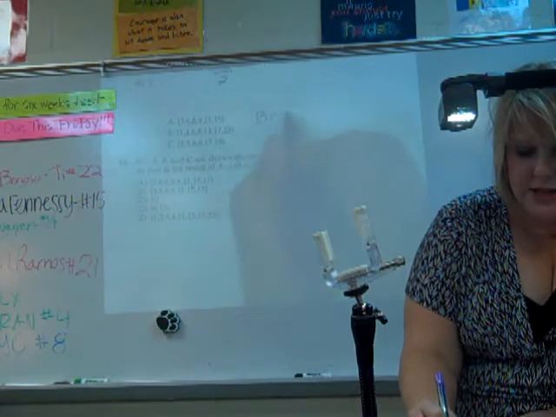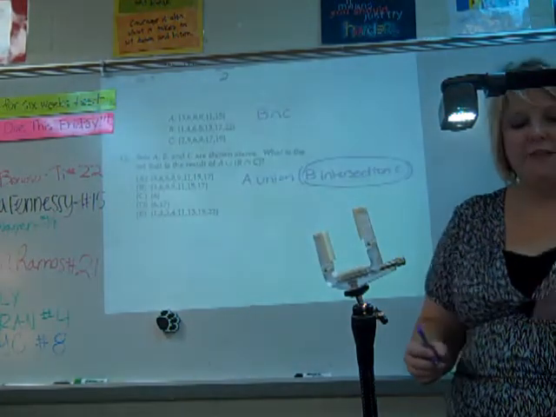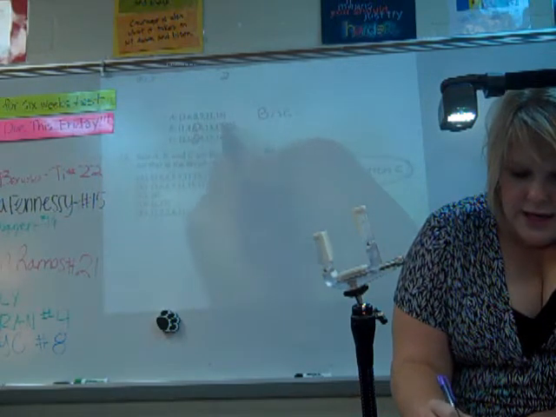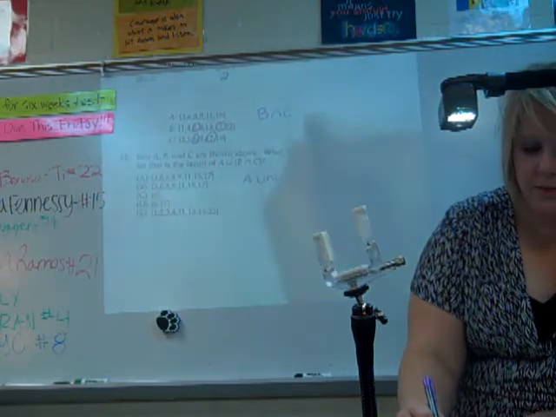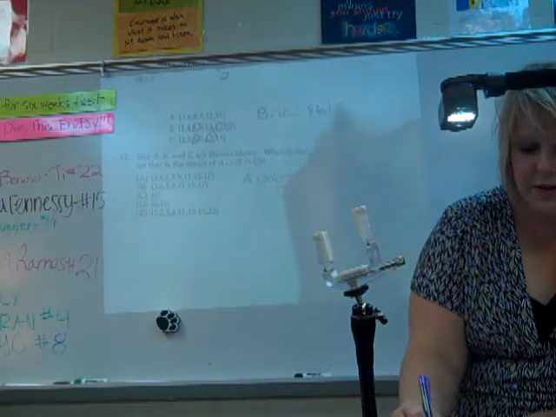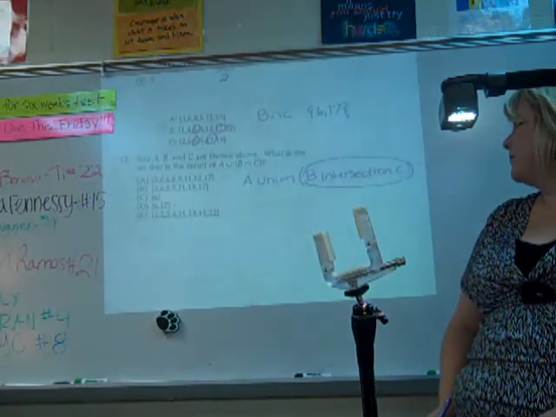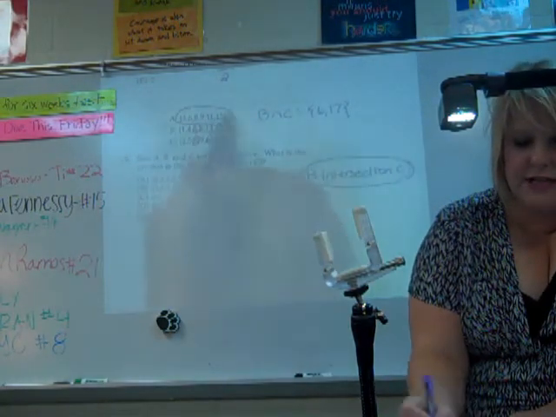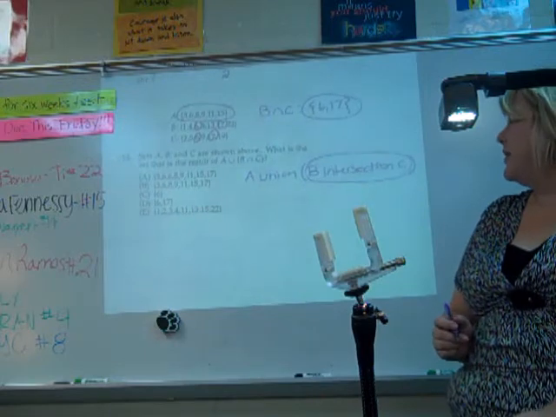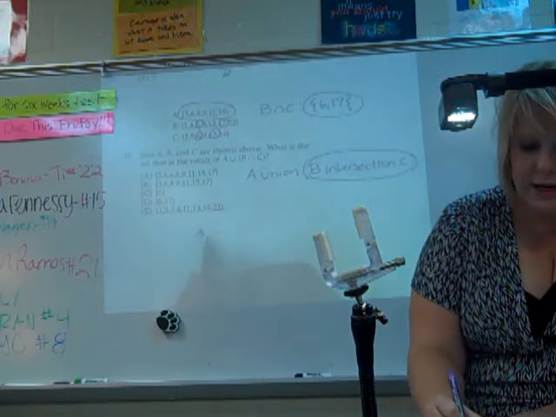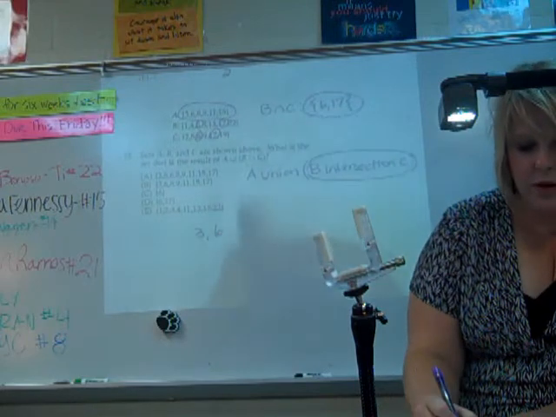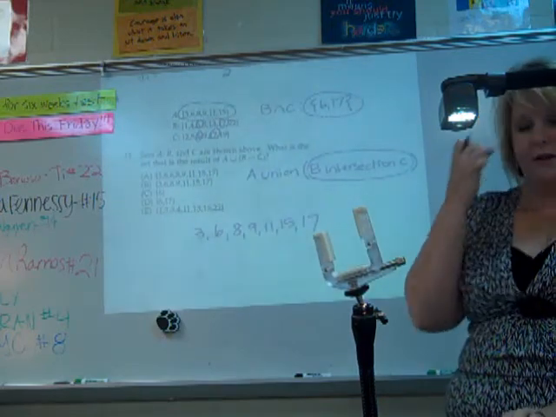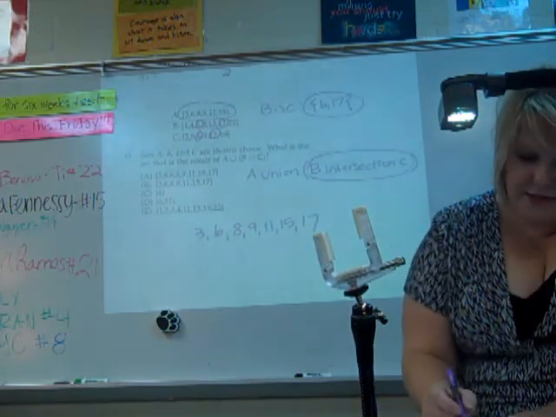So B intersection C. Remember, intersection means what they have in common. So if you look at sets B and C, they have a 6 and a 17. So B intersect C is 6, 17. Now you're going to do A union that. So now you're going to take these 2 sets and you're going to list all the numbers that appear in either set. So we have 3, 6 appears in both sets, but remember we only write it once. 8, 9, 11, 15, and 17. So 3, 6, 8, 9, 11, 15, 17, that would be B.